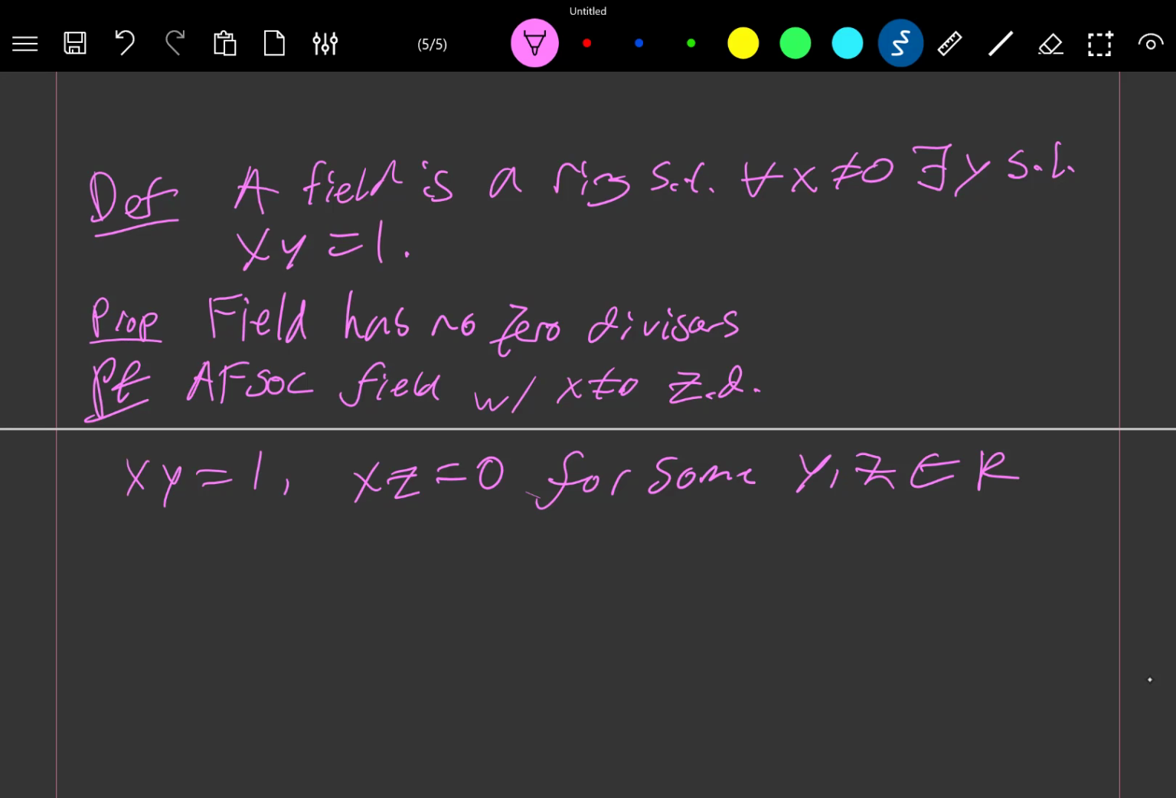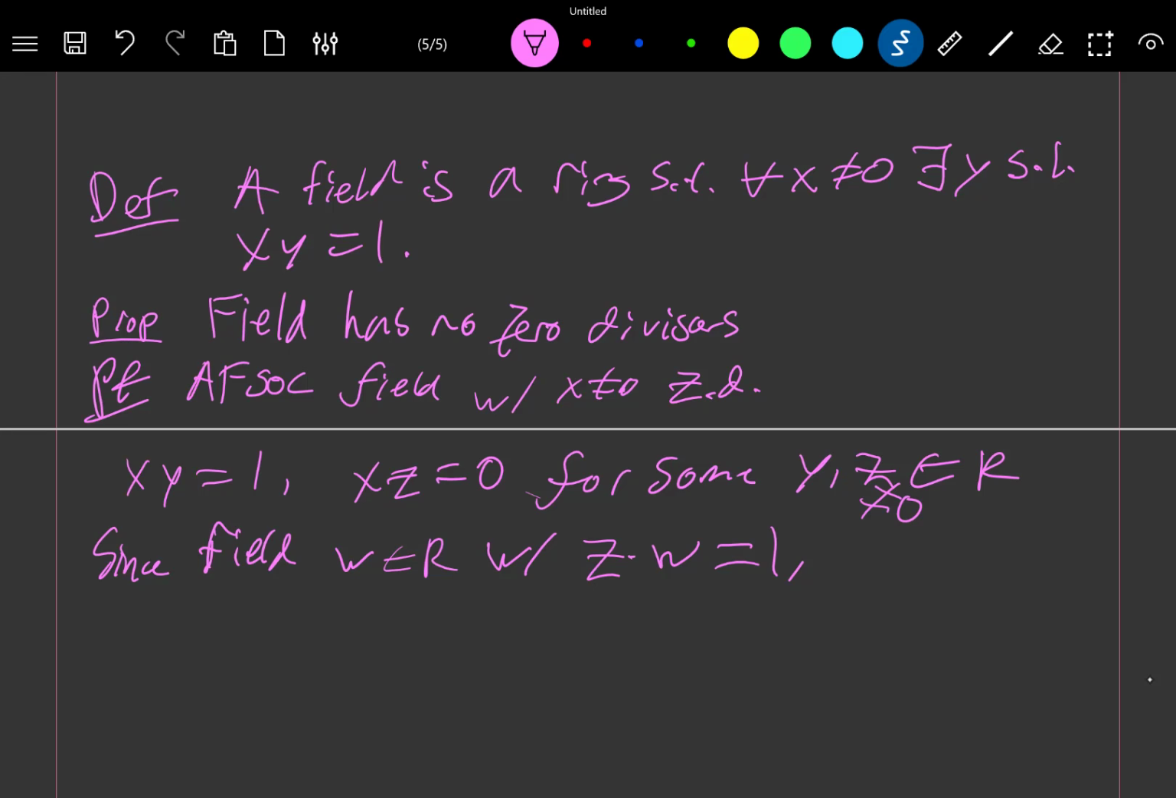So what we could do is, if we add these together, we get x times (y plus z) is equal to 1, right? So here we're going to have z is not equal to 0, right? So if we have some zero divisor, we have x and y that satisfy these, and z is not equal to 0. So since we're a field, we have that there's some w in the ring with z times w equal to 1.